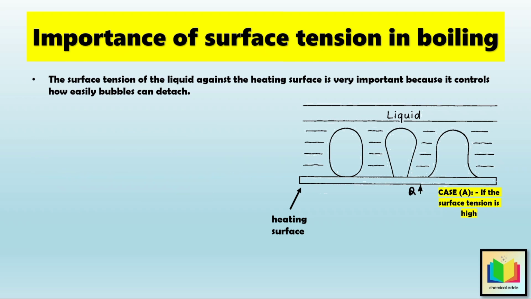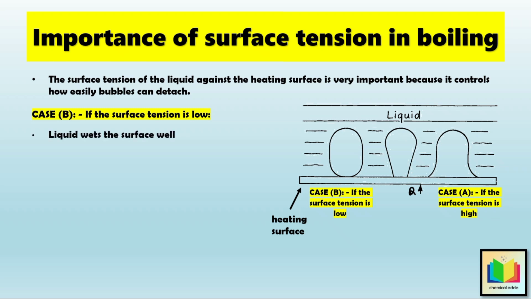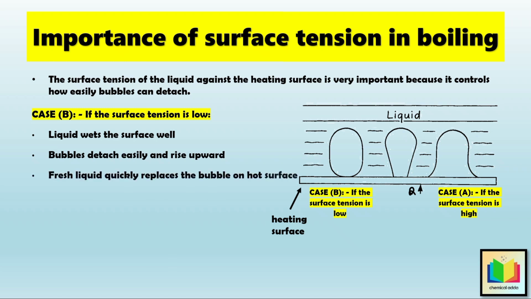The next case is if the surface tension is low. When the surface tension is low, the liquid wets the surface well. In this case, bubbles detach easily and rise upward. And as soon as one bubble leaves, fresh liquid quickly takes its place on the hot surface, which improves heat transfer. This makes boiling more efficient.